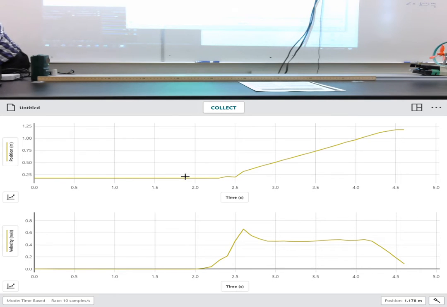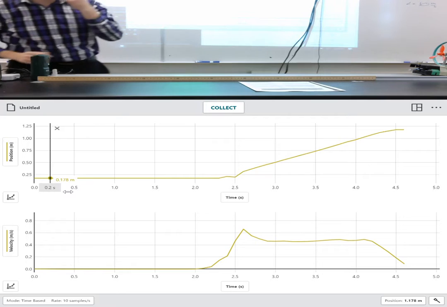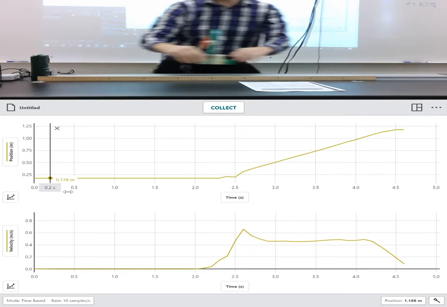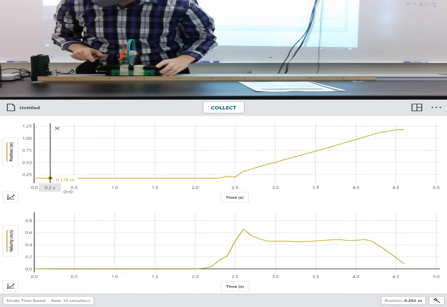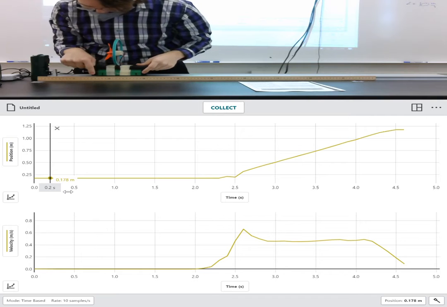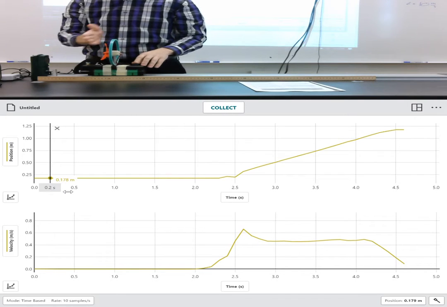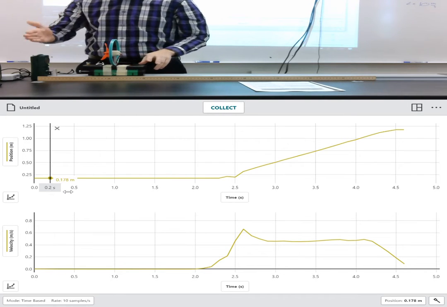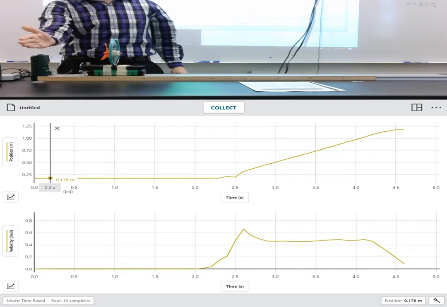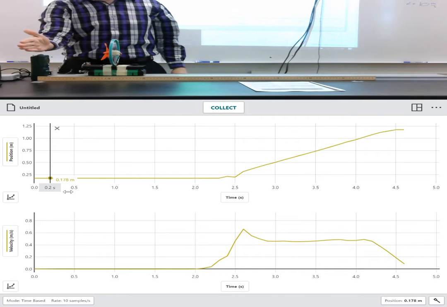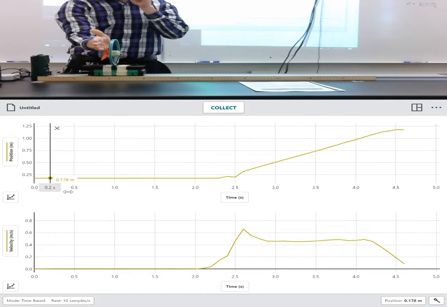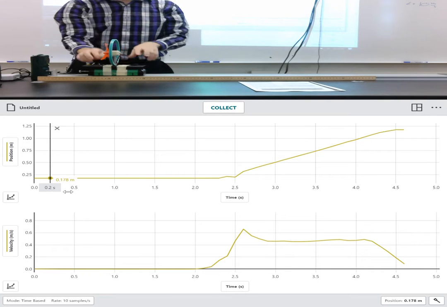So it looks like this flat starting region was just, I hadn't pushed anything yet. It was just kind of ticking on. And if we look at the actual number here, 0.18 meters is generally right about here. And it's kind of where the cart starts. The sensor thinks that this is the 0 position, the beginning of the ruler, the meter stick, and we're about 0.18 meters away, 18 centimeters. So that's our starting position.